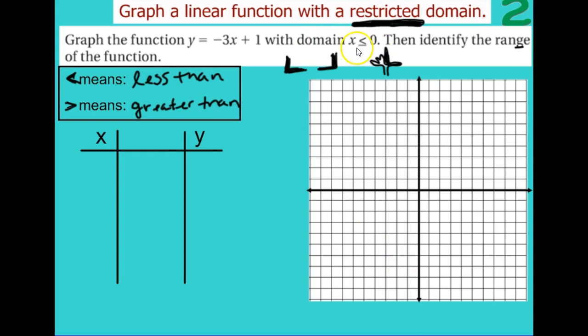The line underneath it means or equal to. So this would be less than or equal to, and this would be greater than or equal to. And this symbol is just smaller right here. This is less than, and this is greater than.